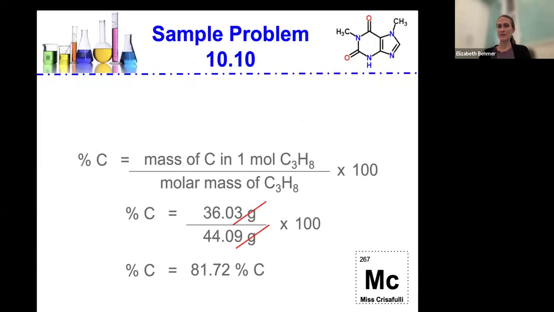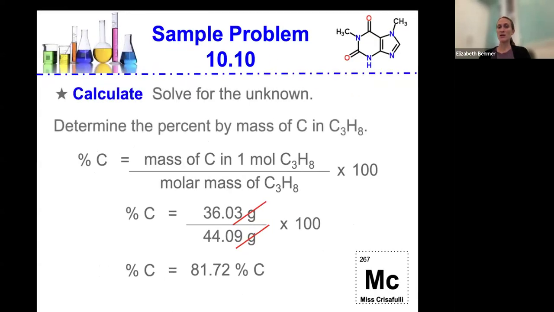So for the percent by mass of carbon, we will take the mass of carbon in 1 mole, divide it by the molar mass of propane, and multiply by 100. So we took 36.03, because that was about 12 times 3, divided by the whole mass of the compound, times 100. And the percent by mass of carbon in propane will be about 81.72% carbon. And that makes sense because carbons have more mass than a hydrogen. Each of these carbons has 12 grams per mole, and each of the hydrogens only has 1. So it makes sense that carbon will take up the majority of the mass of the compound.